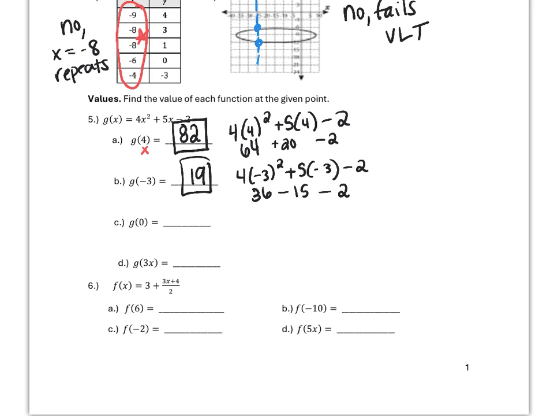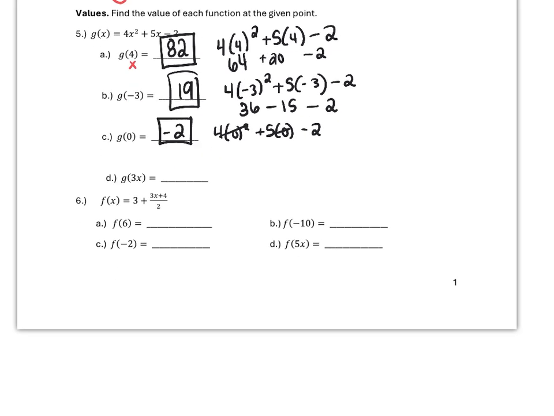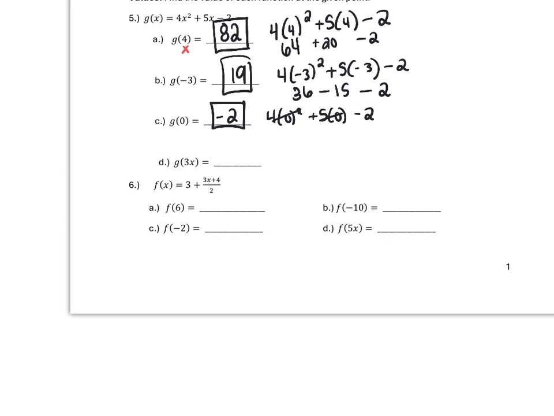Okay, and then g of 0, we're going to plug in 0 for all of our x's. 4 times 0 squared plus 5 times 0 minus 2. Those all go away, so g of 0 is -2. All right, same thing down here. We just have a different function.